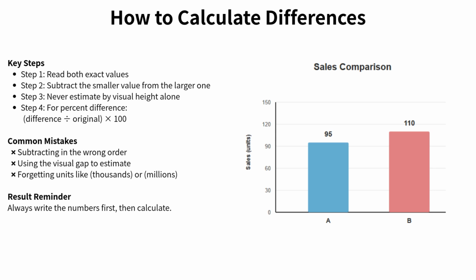The most common mistakes are subtracting in the wrong order, getting negative values, or forgetting to check whether the y-axis uses thousands or millions, which can change your answer dramatically. By following this systematic approach, you'll calculate differences accurately every time.